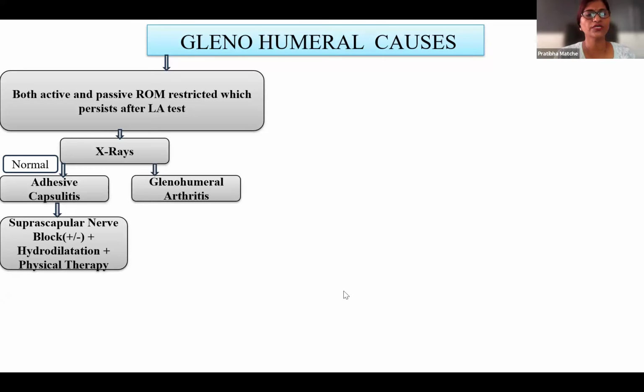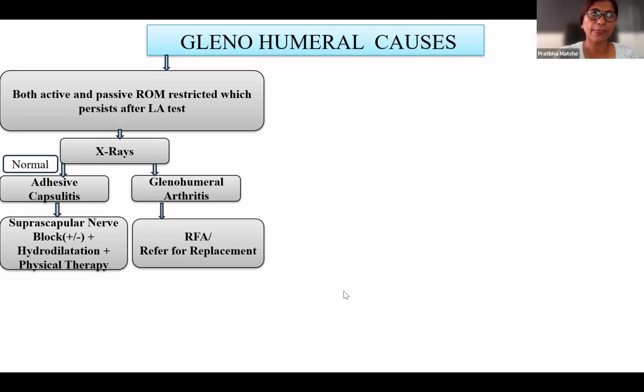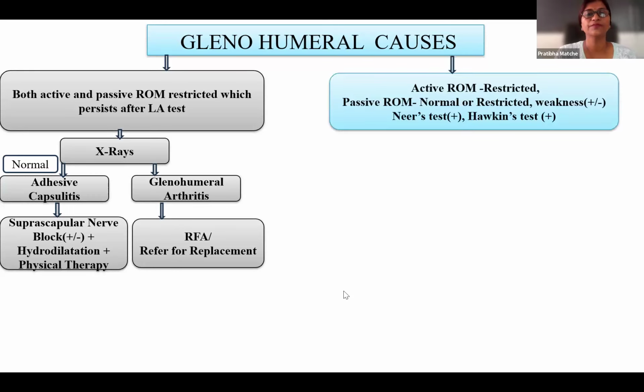If the X-ray is showing some changes, maybe a decrease in the joint space, then it could be because of glenohumeral osteoarthritis. Then either you can go for radiofrequency ablation of the articular branches, or if it is very severe and the patient is willing, then you could refer for replacement.